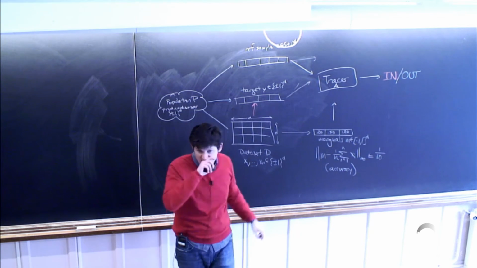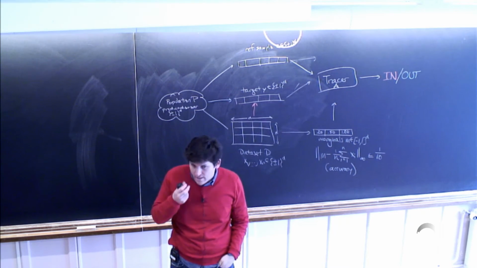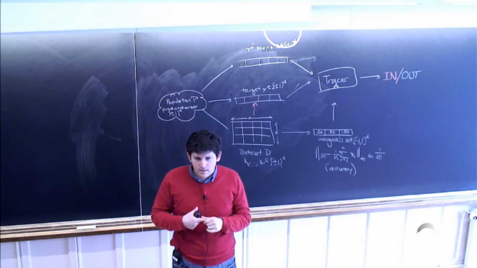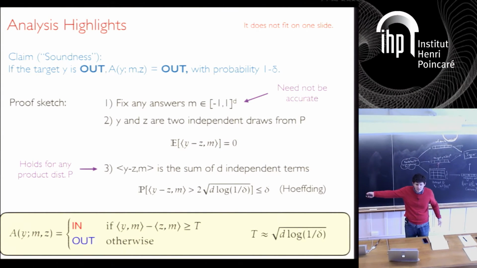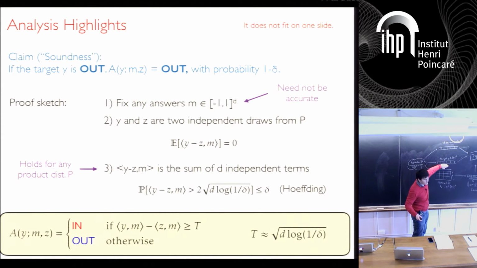So when you say target is out, is that with high probability over y drawn randomly from the population? Well, this is just an expectation. Right? This is just saying get rid of this red line, then fix this vector, and now this is one independent draw from a distribution, and this is another independent draw from the same distribution.